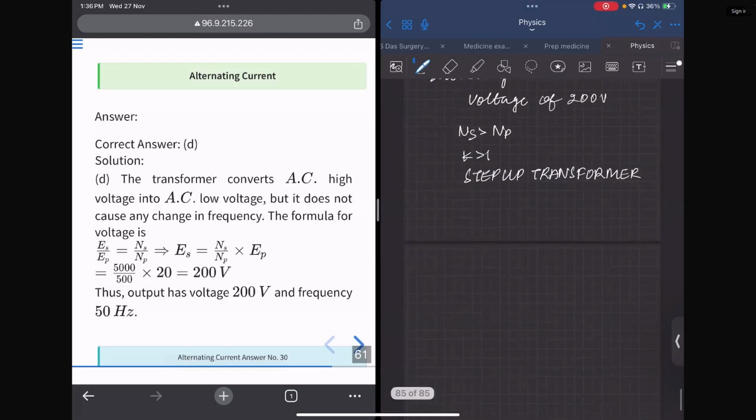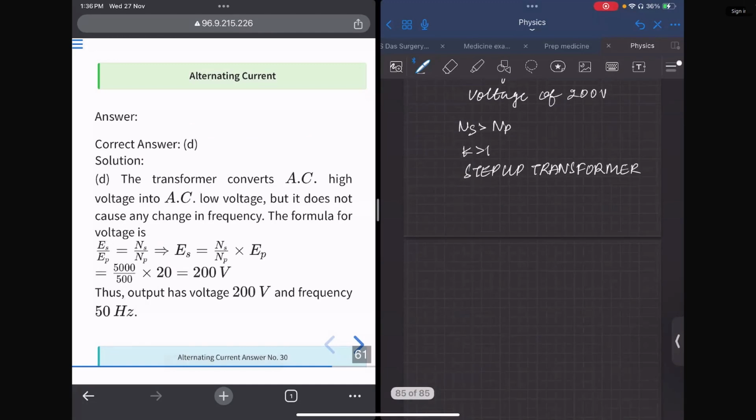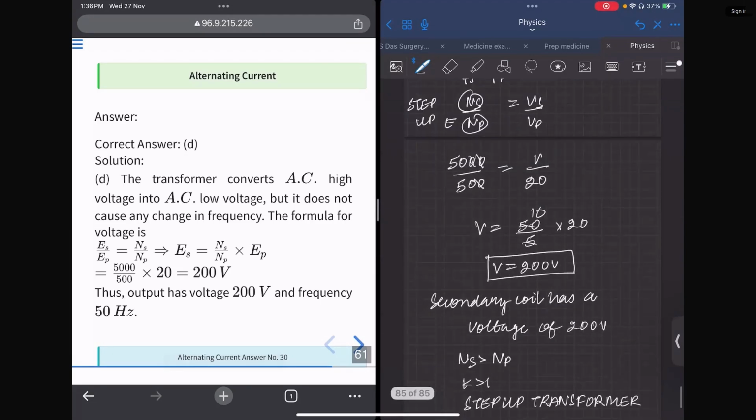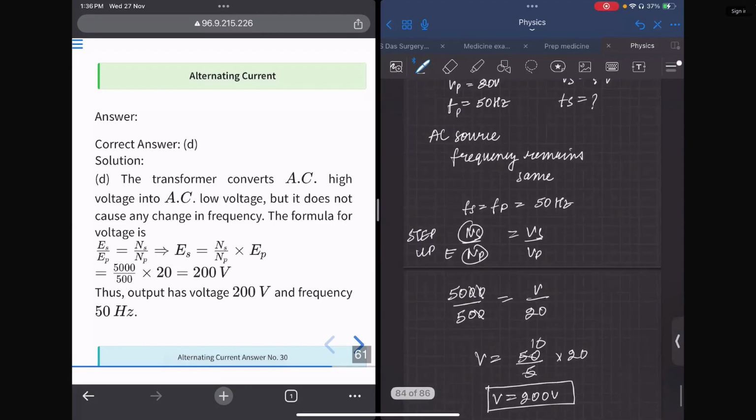A transformer converts an AC high voltage into an AC low voltage or vice versa, but it does not cause any change in frequency. This we need to highlight right here: for a transformer, the frequency remains the same.